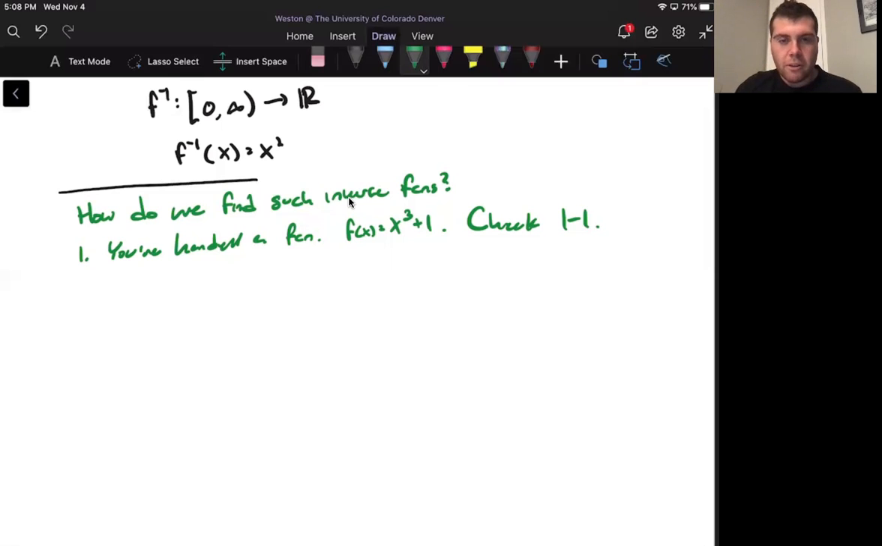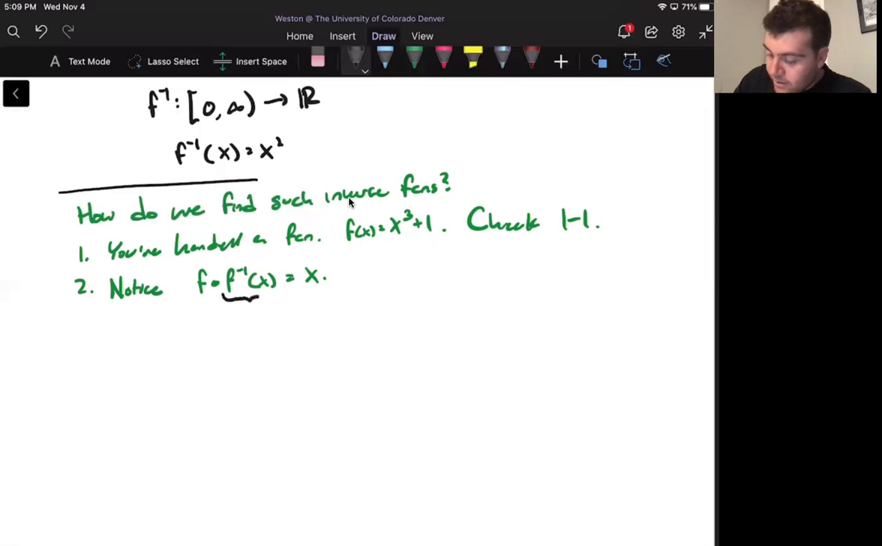But we should also all know how to graph x cubed plus 1, so I'll let you worry about that and about checking if it's 1 to 1. This is a pretty easy one to see that it passes the horizontal line test. 2, we're going to notice that we're trying to solve the equation f composed f inverse of x equals x. So we're looking for this function, this f inverse. And we know that when we plug it into f, we should get x back.